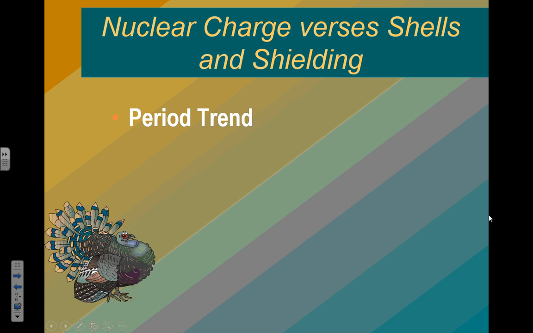Well, first we're going to look at the period trend. Remember, across the period, the nucleus got stronger. Shells and shielding were constant and did nothing. Well, that means they can't affect the situation. So the only thing that's important when you go across is the nucleus is getting stronger.